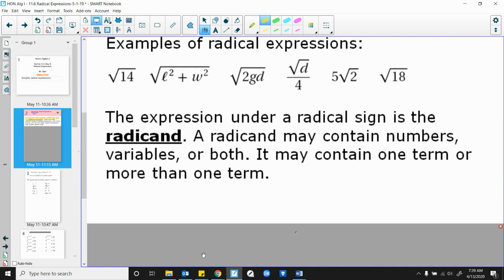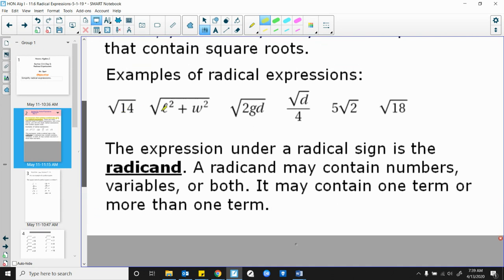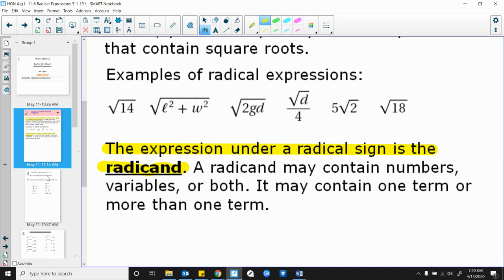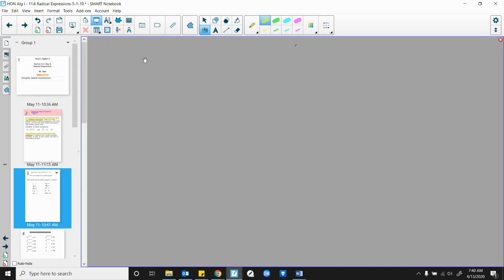Here are a couple examples: just the square root with things underneath it. The second definition is that the expression under a radical sign is the radicand. You'll hear me say that every once in a while for technical terms. The radicand is the expression underneath. So it's just the 2GD, or just the 2, or the 18, or the 14, or the L squared plus W squared. It's the expression under a radical sign. That's what we call the radicand.